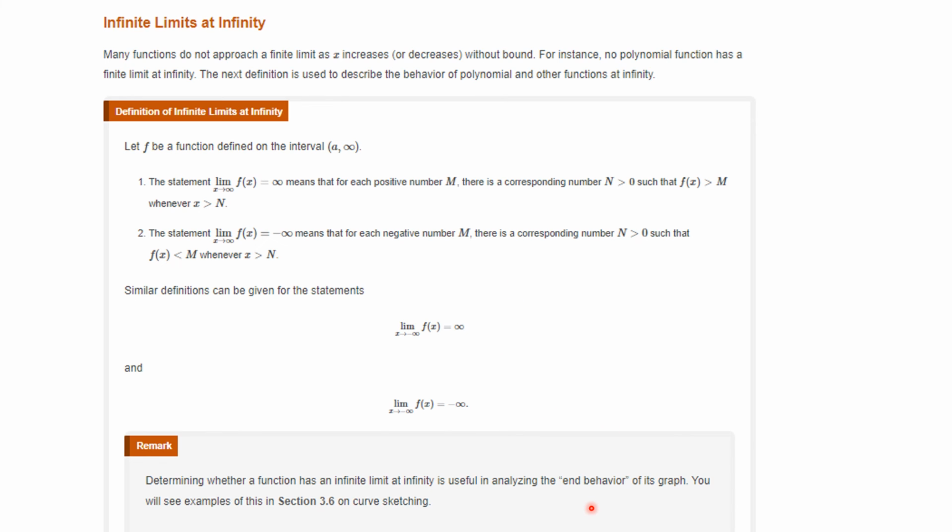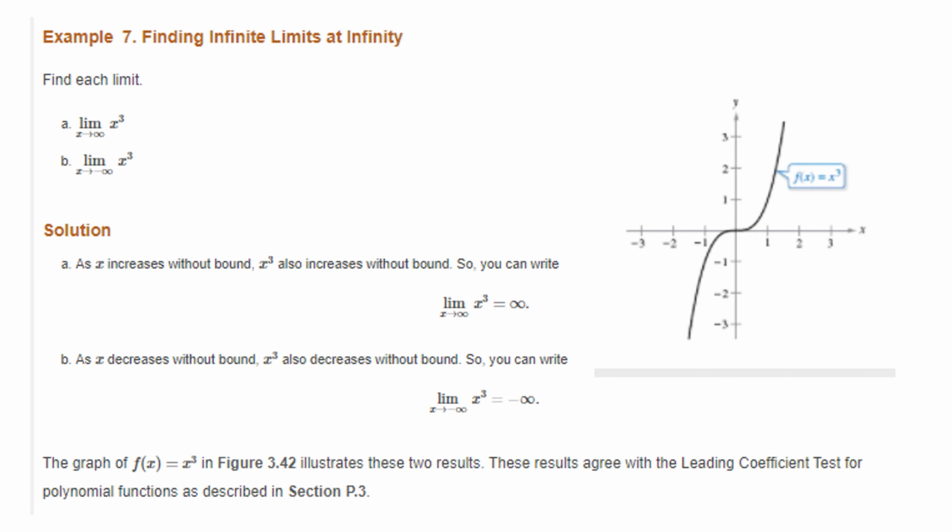So determining whether a function has infinite limits at infinity is useful in analyzing the end behavior of its graph. And we will do some more of this when we do our chapter on curve sketching. And so we see that this is the graph of y equals x cubed, and as x gets bigger and bigger, you see that y is getting bigger and bigger, and likewise as x goes to negative infinity, this goes down. So here is an example of having infinite limits at infinity.